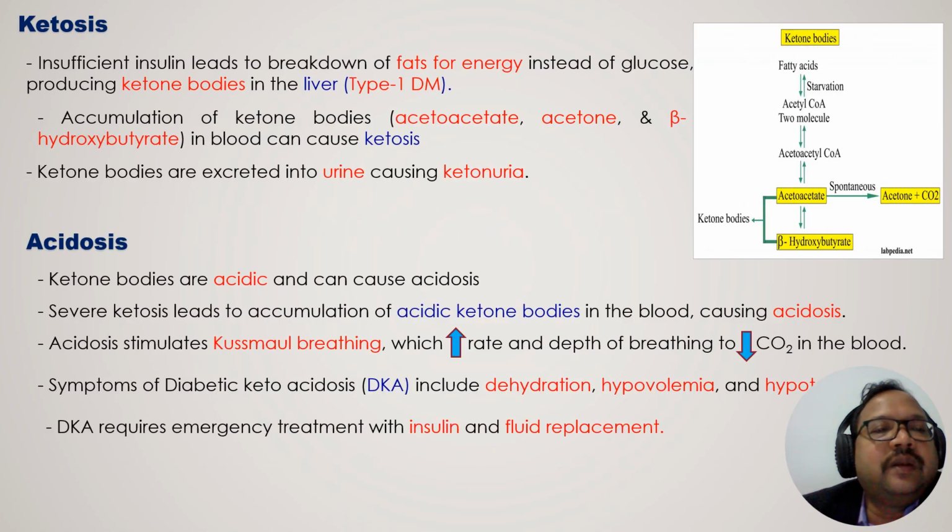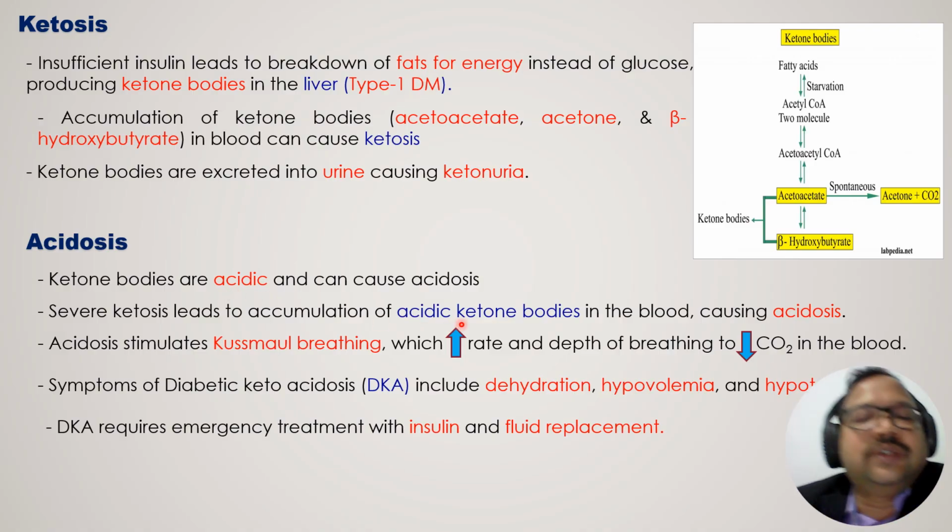So there are other symptoms also, ketosis and acidosis. You know that once fat breakdown occurs, especially in type 1 diabetes mellitus, ketone bodies will be formed. These ketone bodies will increase in the blood. Once the ketone bodies are present in the urine, that condition we call ketonuria. Acidosis: these ketone bodies are present in the blood, and because ketone bodies are acidic in nature, this condition we call acidosis.